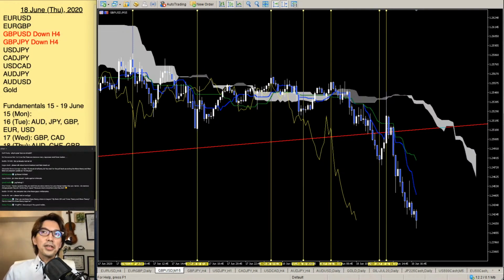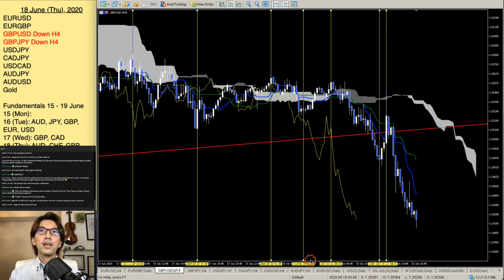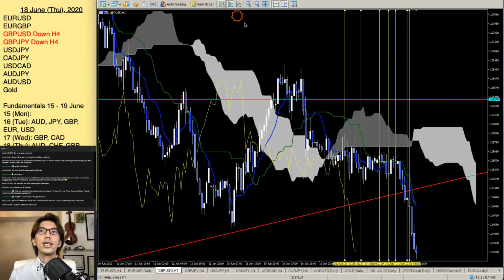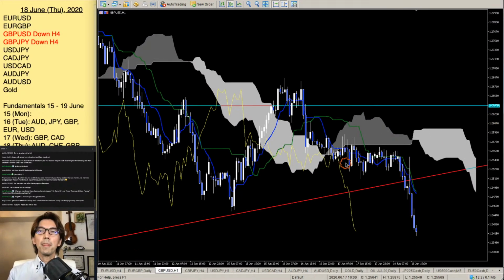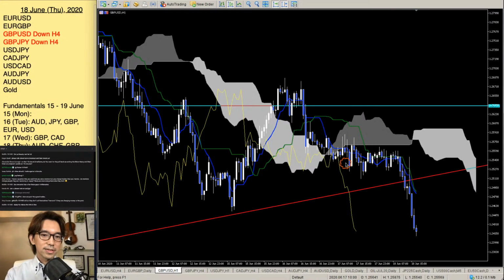Yeah, so this is a downtrend right now. In the 15-minute chart it's a downtrend, and also in the 1 hour chart this is a downtrend too. So it is a quite strong downtrend. So I am looking for the sell chance now.